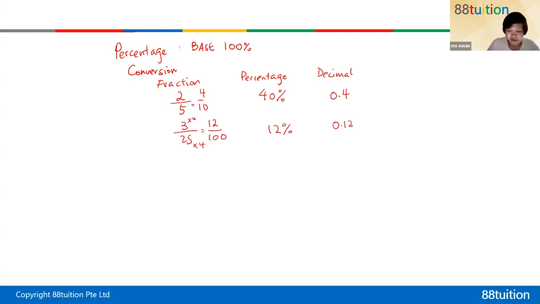Now what happens if you have 1 out of 8? How are you going to express this as a percentage? You convert to 100, or you times 100? No, convert to 100. But 100 can divide by 8? You cannot. Then just leave it as a decimal? No, we can do something. We cannot change it to 100, right? Then we change it to 1,000. Some say, what, 1,000 so big? How to? You just times.